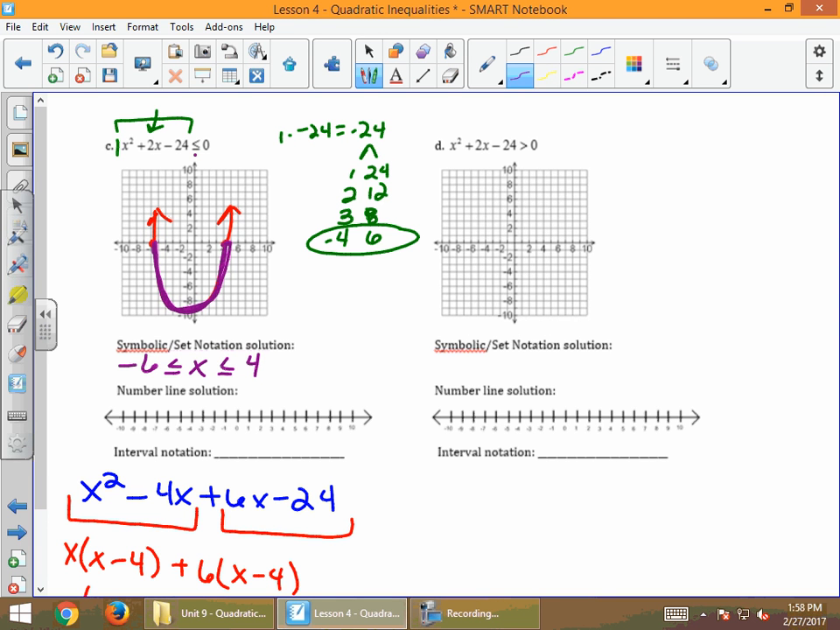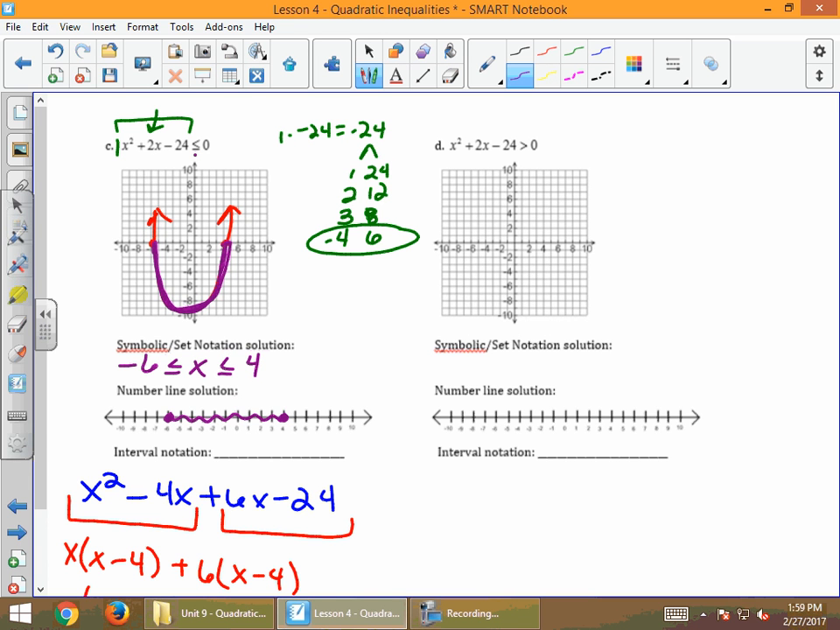So we graph these on the number line. What kind of dots are we putting at negative 6 and 4? Closed. Good. Because there are lines underneath. And then are we connecting these dots or arrows in opposite directions? Connecting. Our inequality is connected, so the number line is going to be connected.